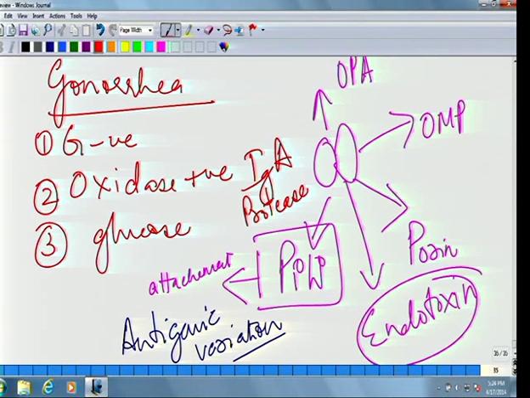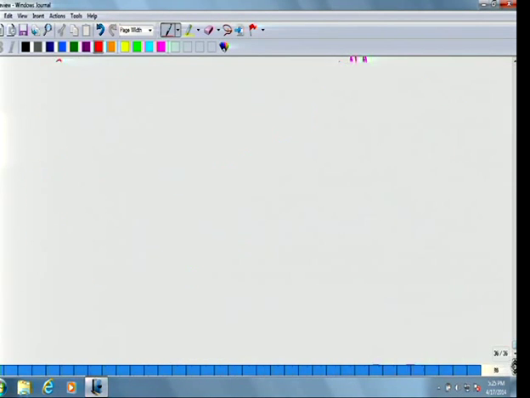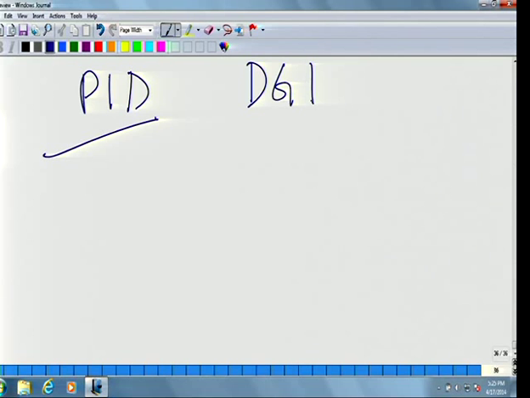Now, what is the major complication of gonorrhea in females? Pelvic inflammatory disease, PID, and disseminated gonococcal infection. So disseminated gonococcal infection, what are the manifestations?